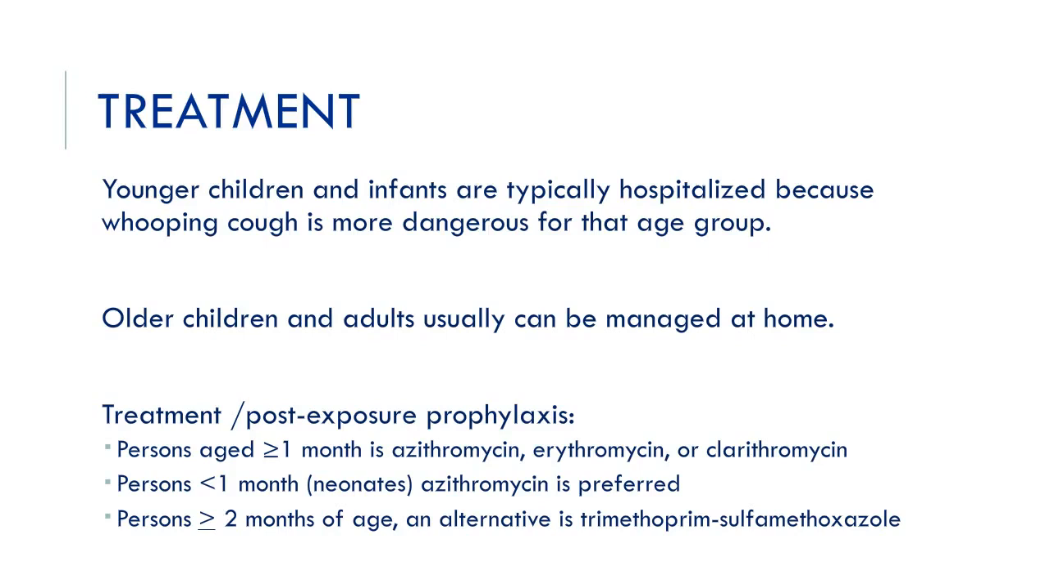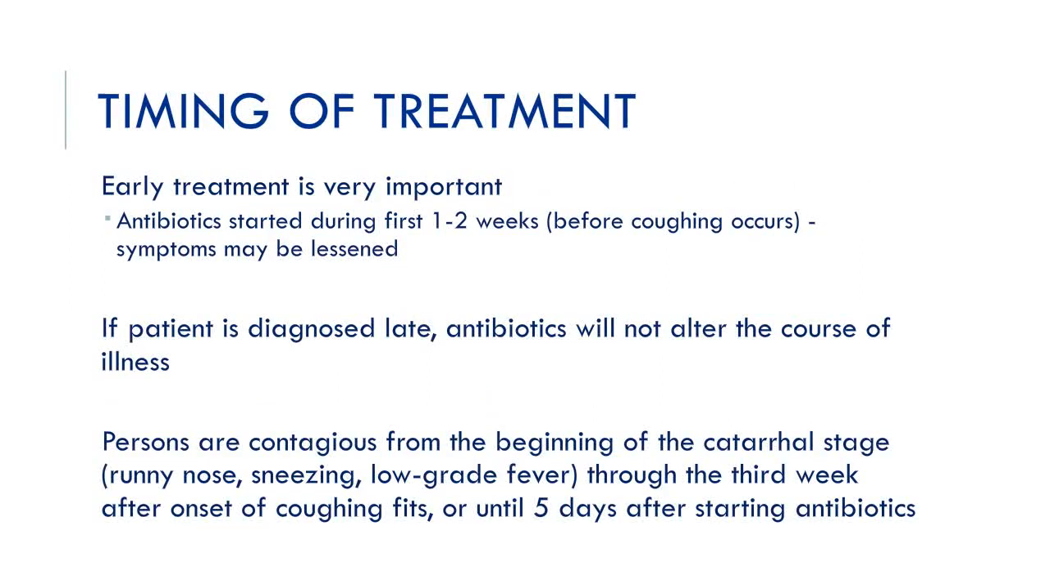Now, for treatment and also for post-exposure prophylaxis, for those people that come into contact with someone that may have pertussis, if the patient is 1 month of age or greater, a macrolide is recommended, either azithromycin, erythromycin, or clarithromycin. For neonates that are less than 1 month of age, azithromycin is preferred, again, for treatment as well as post-exposure prophylaxis. If an alternative to a macrolide is needed, if the patient is 2 months of age or greater, that alternative is trimethoprim sulfamethoxazole, again, for treatment and post-exposure prophylaxis.